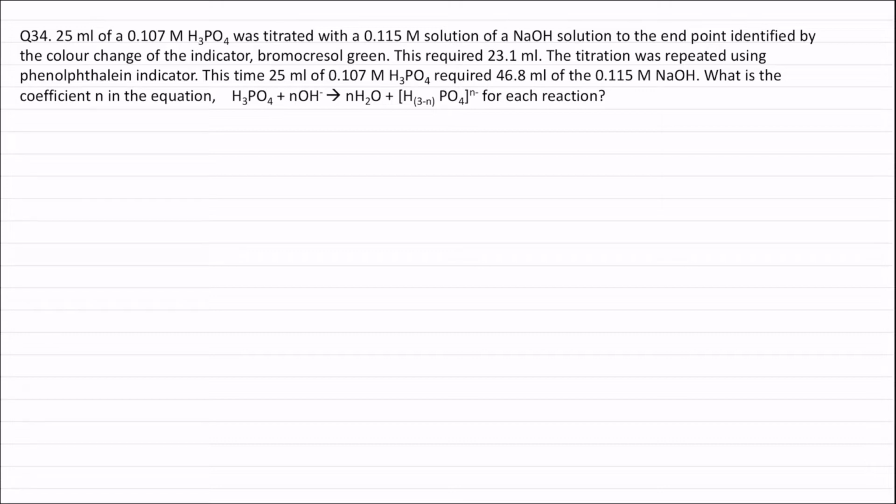What is the coefficient n in the equation H3PO4 + nOH⁻ forming nH2O + H(3−n)PO4^(n−) for each reaction? Now in this question, when the titration was done using the indicator bromocresol green, the volume of NaOH solution required was 23.1 milliliter. And when the titration was repeated using phenolphthalein indicator, the volume of NaOH required was 46.8 milliliter.